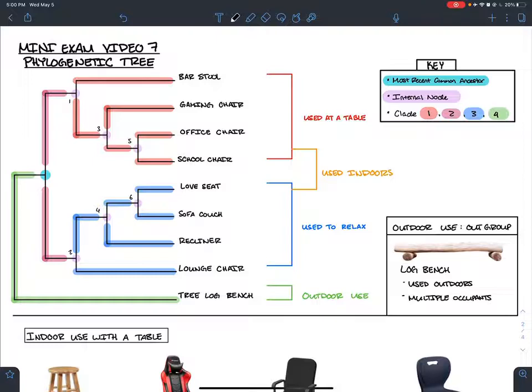Here I've created a rooted tree depicting the speciation of various types of chairs. The key at the top right of the page will help you follow along with the video, so feel free to pause at any time. The tree is made up of 4 clades.